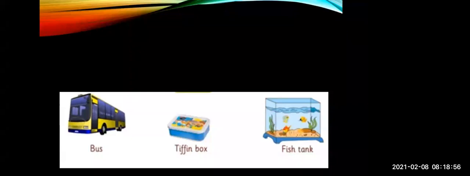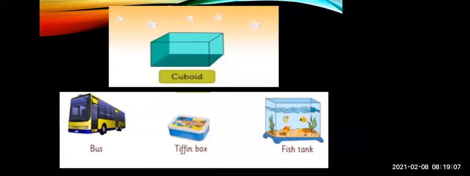But a rectangle is what? 2D. Rectangular prism. Cuboid. Yes, rectangular prism or cuboid. Very good. A cuboid is also called a rectangular prism. These all are in a rectangular shape if you see. The fish tank is also having a rectangular shape, and the faces and edges also you can see. So these are the examples of a cuboid, that is a rectangular prism.